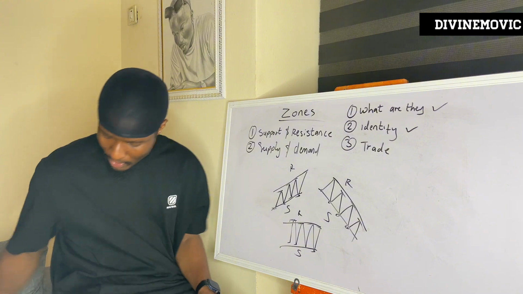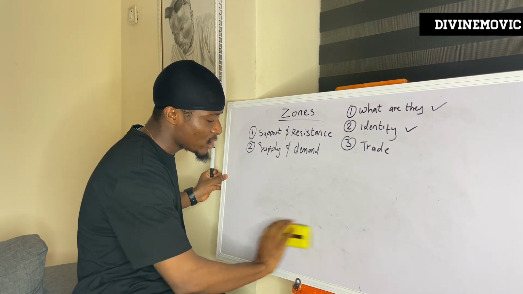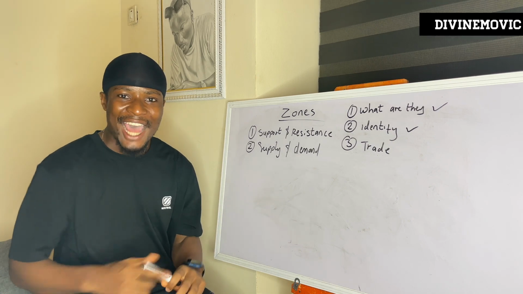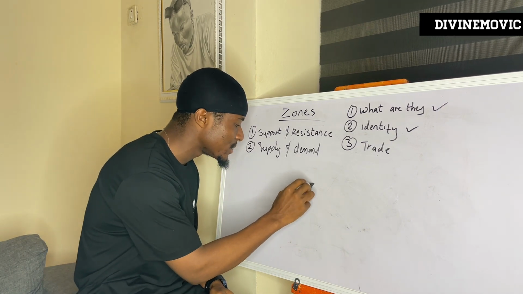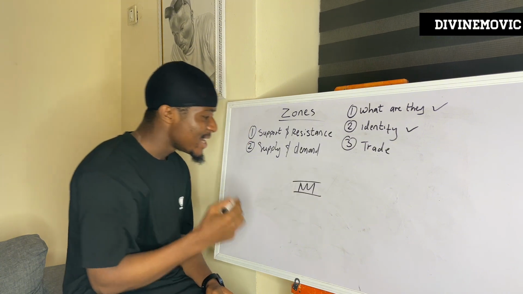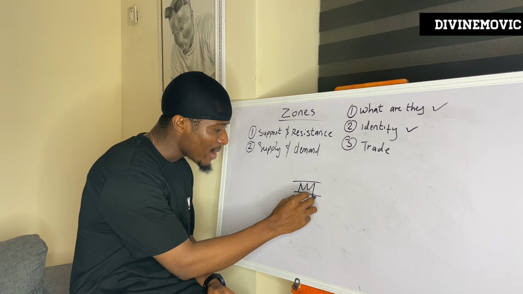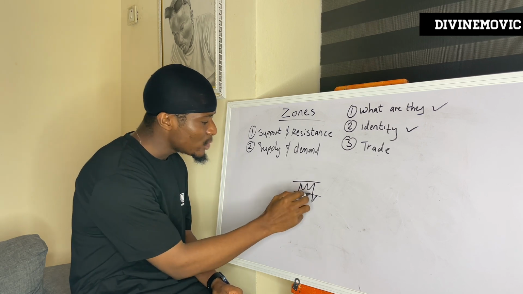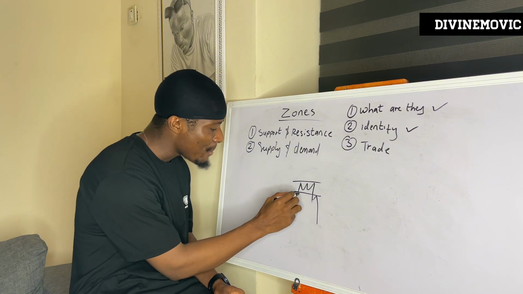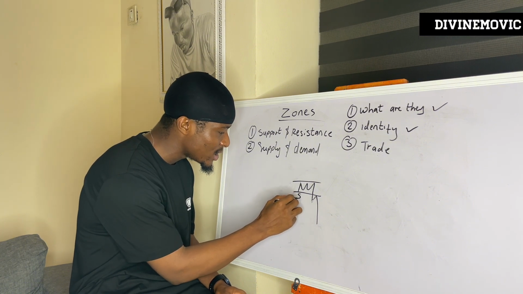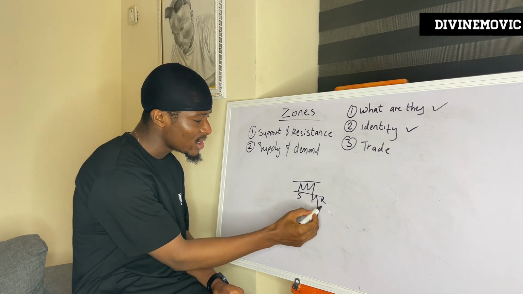Now, you have to bear in mind that a support can turn to a resistance, and a resistance can turn to a support. For instance, if the market is ranging, support, resistance. Now, if the market goes below a support and comes back to that support zone and continues, price was actually a support here, but now it has become a resistance. So support turns to resistance.